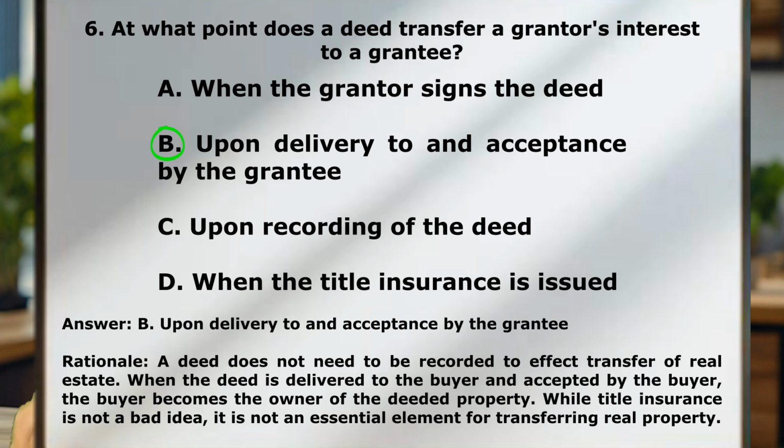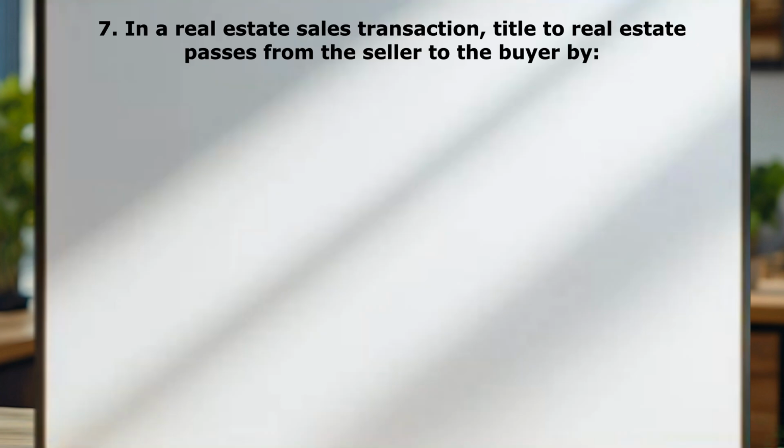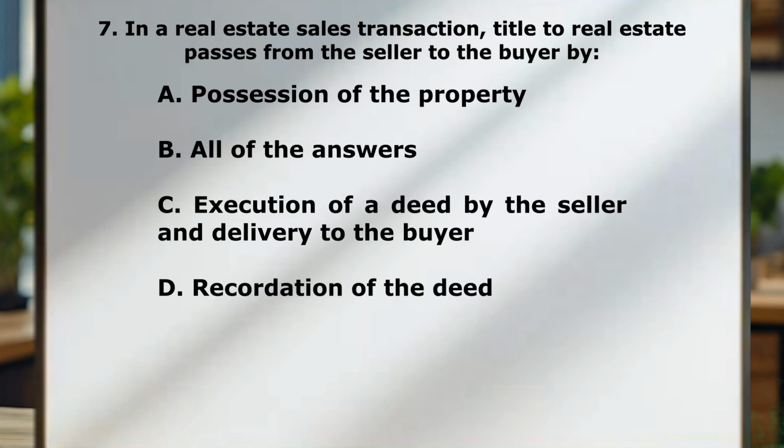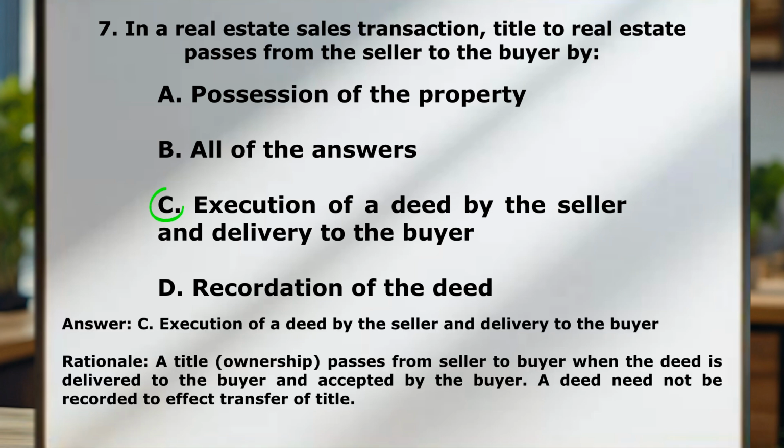So a deed actually does not need to be recorded to affect transfer of real estate. When the deed is delivered to the buyer and accepted by the buyer, the buyer becomes the owner of the deeded property. Question number 7. In a real estate sales transaction, title to real estate passes from the seller to the buyer by A. Possession of the property. B. All of the answers. C. Execution of a deed by the seller and delivery to the buyer. And D. Recordation of the deed. The answer is C. Execution of a deed by the seller and delivery to a buyer.